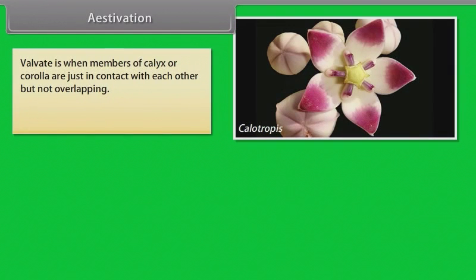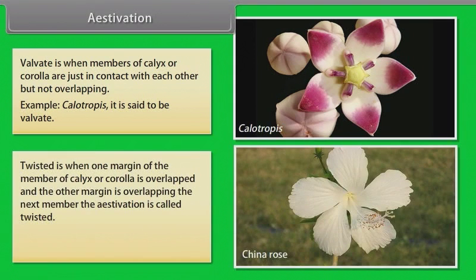Valvate is when members of calyx or corolla are just in contact with each other but not overlapping. Example, Calotropis, it is said to be valvate. Twisted is when one margin of the member of calyx or corolla is overlapped and the other margin is overlapping the next member. The aestivation is called twisted. Example, China rose, lady's finger, and cotton, etc.